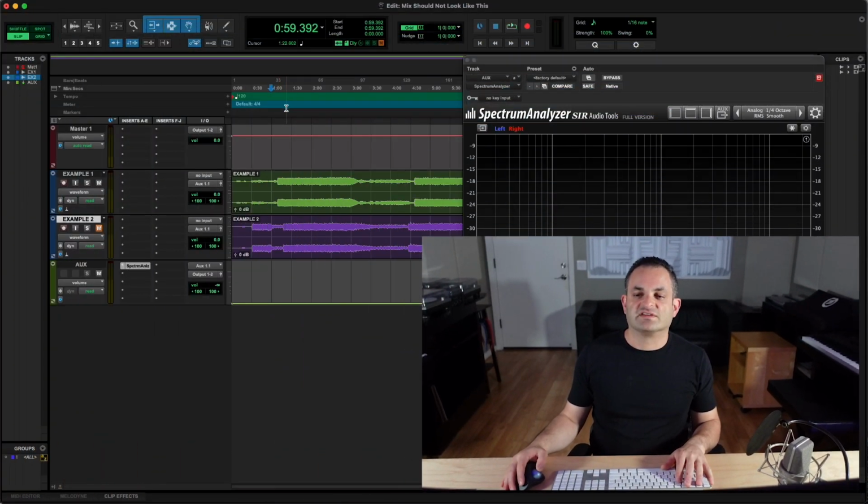Common problems I see are large drop-offs in high end. The most common problem I see is huge humps in the low end. And sometimes, occasionally, I'll see dips in the mid-range. So pay attention to that. It may sound good in your room, and this is why people take it to the car, or do the car trick. Okay, let's take a look at some of the examples here.